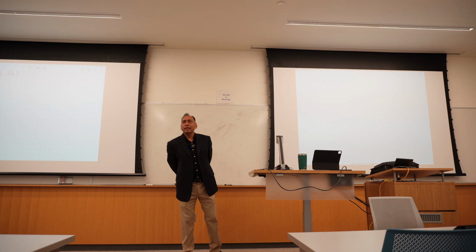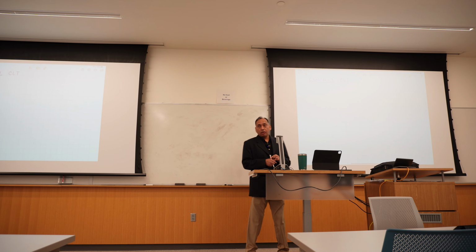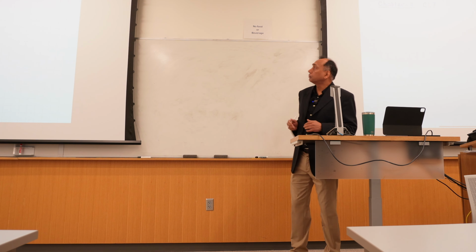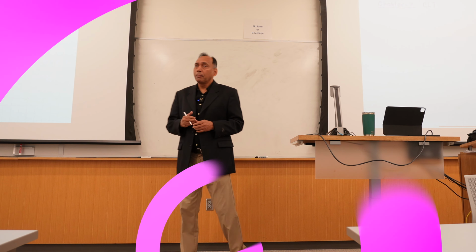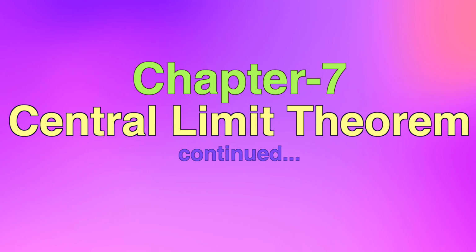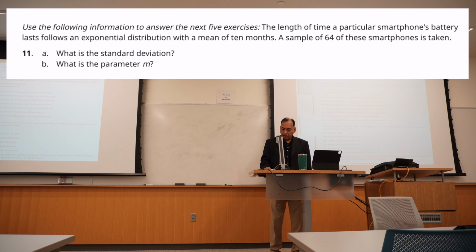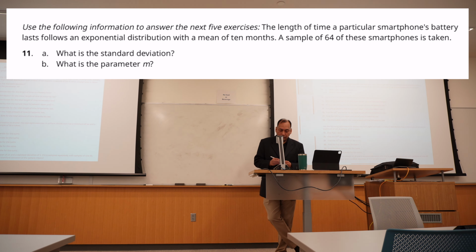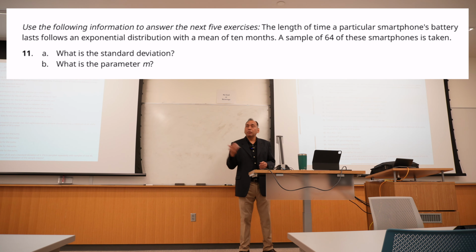In the last class, we started chapter 7, which is on Central Limit Theorem. And we did a team activity, and then we also went through a problem. The length of time a particular smartphone's battery lasts follows exponential distribution with mean 10 months. A sample of 64 of these smartphones is taken. What is the standard deviation? What is parameter m? So this is coming from previous chapters when we went over exponential.